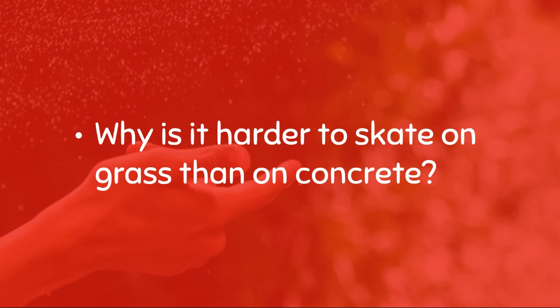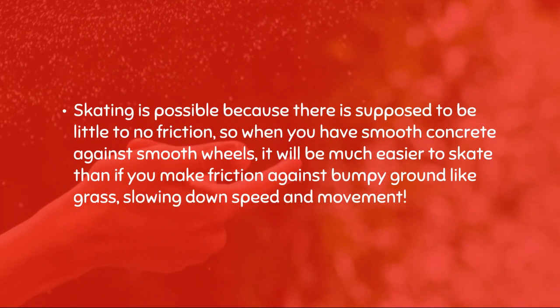Why is it harder to skate on grass than on concrete? Remember, grass is really bumpy. Concrete is really smooth. Skating is possible because there is supposed to be little to no friction. So when you have smooth concrete against smooth wheels, it will be much easier to skate than if you had to make friction against bumpy ground like grass, because this will slow you down and it won't allow you to move.